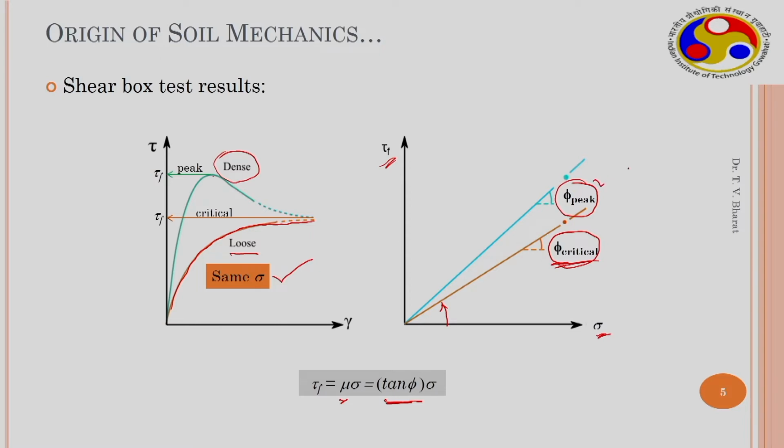As this value can change with initial condition, this does not represent the material constant, but phi critical would represent the material constant, because for whatever the densities you use, whatever be the initial condition, this is constant. So therefore, phi critical represents a material constant which is often used in the design. So all this knowledge is from Coulomb's friction law.